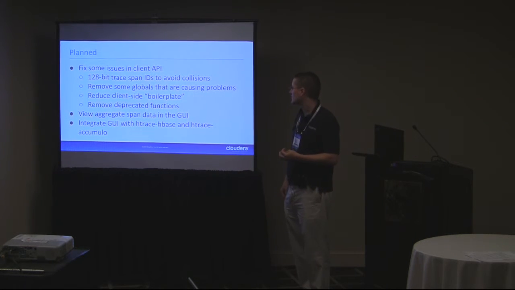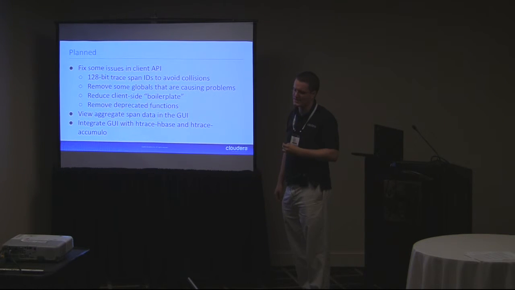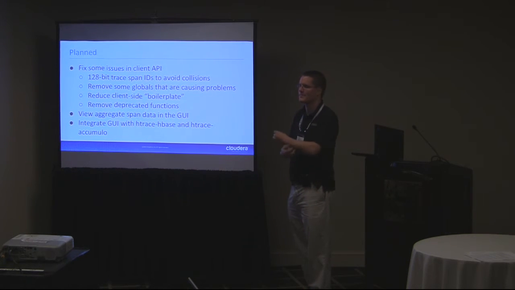We've been trying to have a better API for clients, so less boilerplate, removing some globals that were causing issues, and removing deprecated functions. We would like to have some aggregate views. So I think some way of seeing what the variance is, what the average is of various spans would be very nice. So we'll have to think more about that and how to do that efficiently. We also need to integrate the GUI more closely with some of the sub-projects.